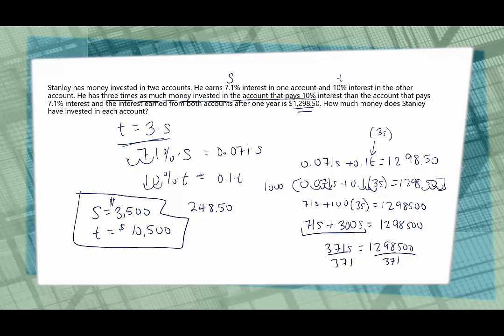From the other account that paid 10% interest, we're going to take 10,500 and multiply by 10% or 0.1. That gives me 1,050. And then if we add these together, hopefully we end up right up there. Let's see, we're going to end up with 1298.50. It works, yay! So I feel pretty confident that we set these up correctly and got the right answers.